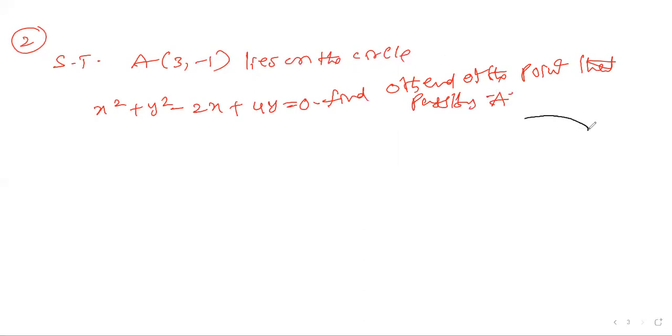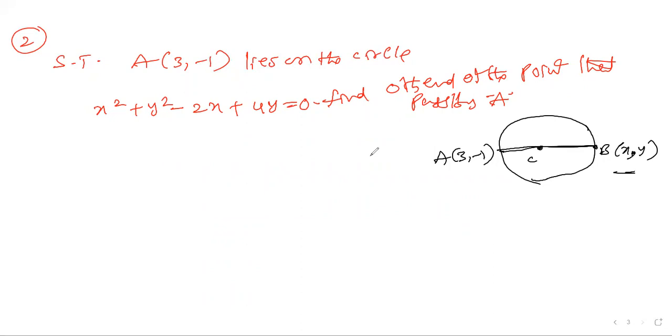I told you, after reading the question, you have to frame a diagram. This is a circle. This is the center of the circle. See, this is a diameter. They mention one point. It is A, which is 3 comma minus 1. And they're asking for the other end of the diameter, let us take it as x comma y. I want to find out the value of B. Since it is clearly mentioned that this is a diameter, this is the center. The center is minus g comma minus f. So the center is the midpoint of AB. Right, clear? The center is the midpoint of A and B.